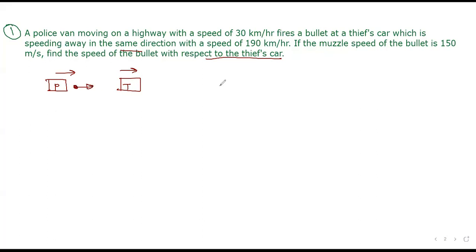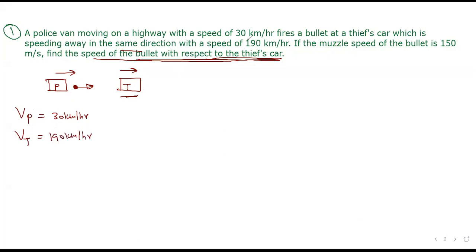So in the question they're asking what is the speed of the bullet with respect to the thief's car? We want to find the relative velocity of the bullet with respect to the thief's car. So let's do it. Let's talk about the bullet. Look here, the velocity of the police car is given. How much is given? 30 kilometer an hour, right? And the velocity of the thief is also given. Let's call that VT. How much is given? It's given 190 kilometer an hour.